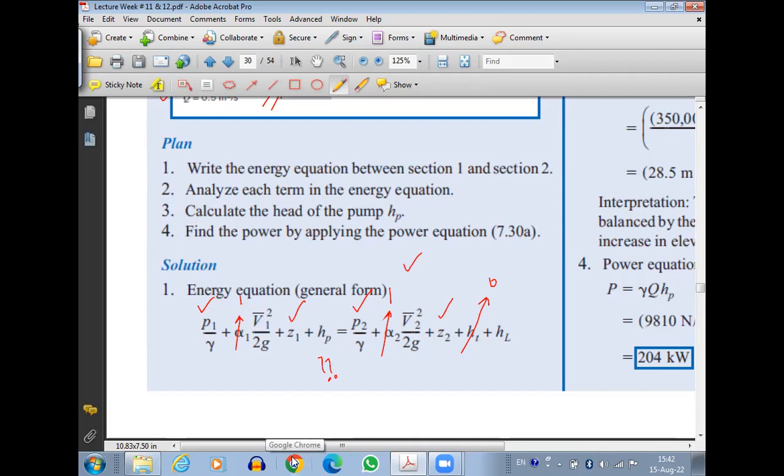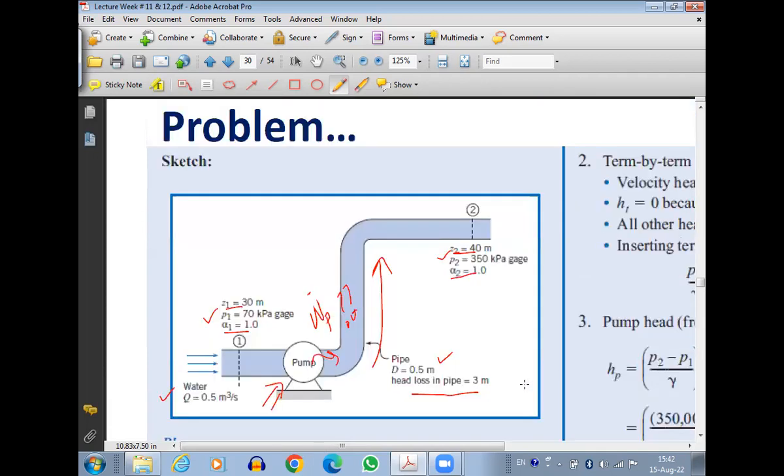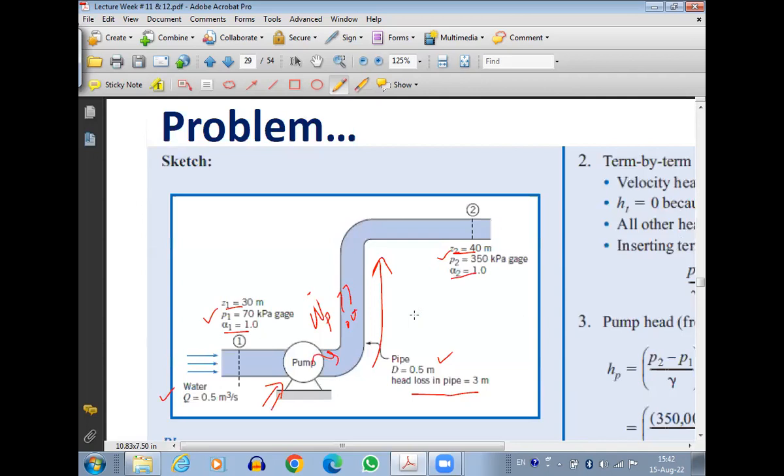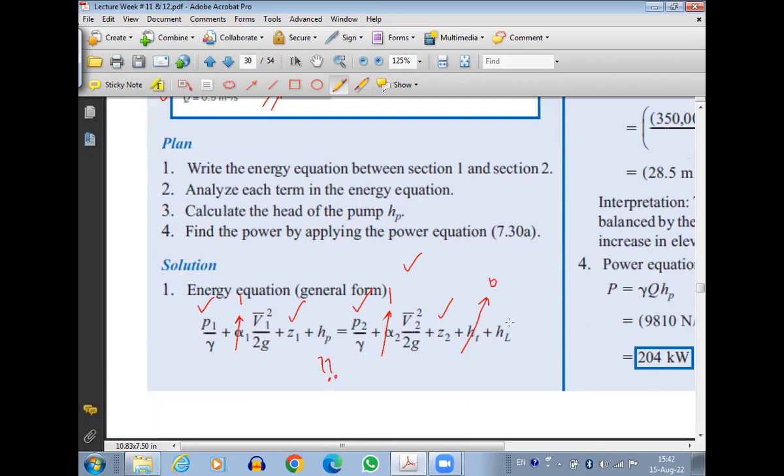And then HL will also be there. And I think the HL value is also provided in the question. Yes, assume HL as 3 meter. So we know the value of HL. So this is also known. So in this equation, what's left? We don't know what is V1. We don't know what is V2.